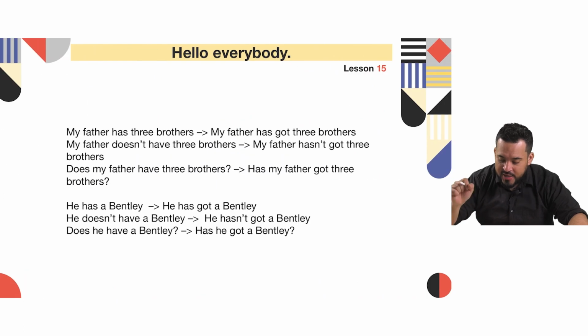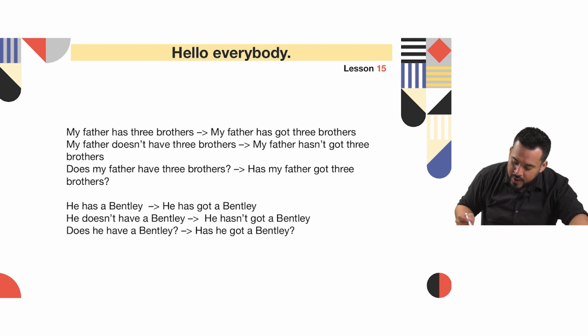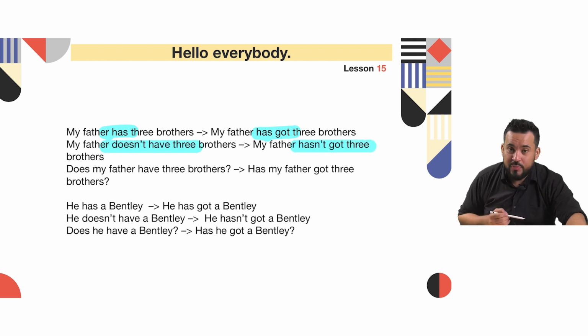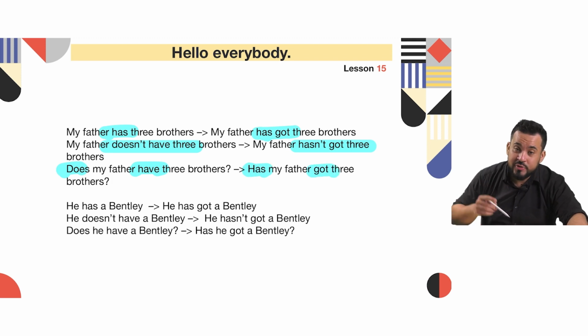My father has 3 brothers. My father has got 3 brothers. Same thing, because it is positive. My father doesn't have 3 brothers, or my father hasn't got 3 brothers. Now it's a little bit different because it's negative. Does my father have 3 brothers? Has my father got 3 brothers? Again, here it is different because it's a question.